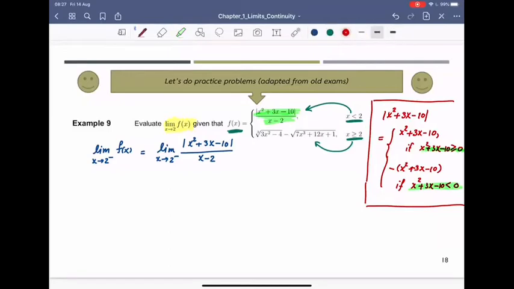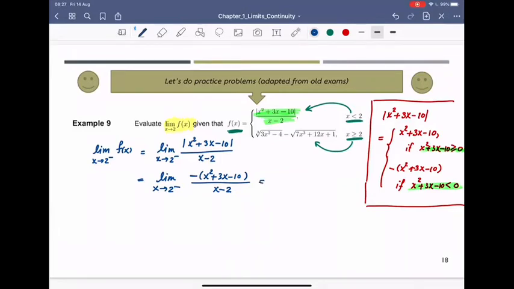So that's why we take the absolute value off, and then I have negative x squared plus 3x minus 10 over x minus 2. You have to be careful when you're trying to get rid of the absolute value, because when you just throw away the absolute value, sometimes you get a positive sign, sometimes you get a negative sign. So for this case, you have to carry your negative sign.